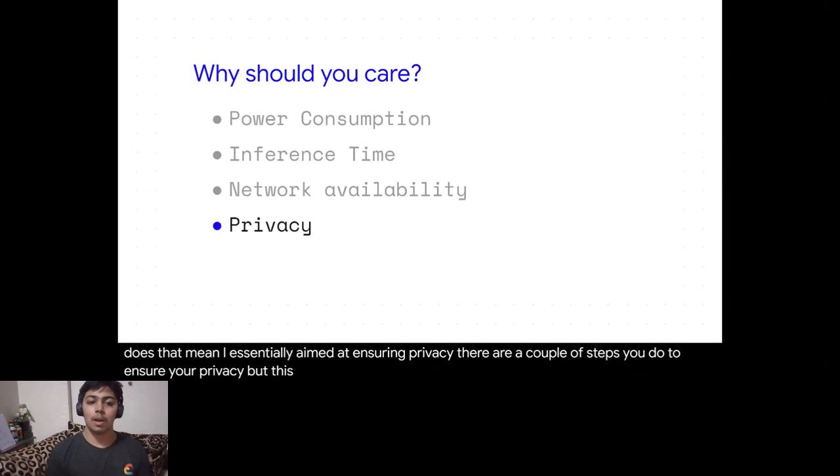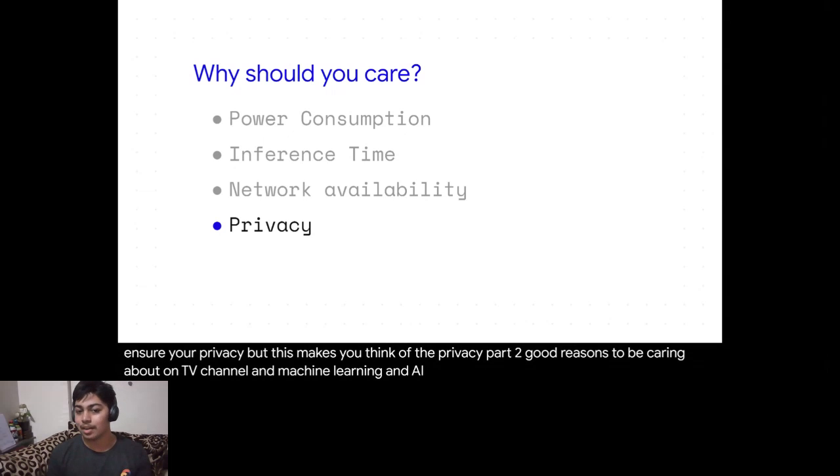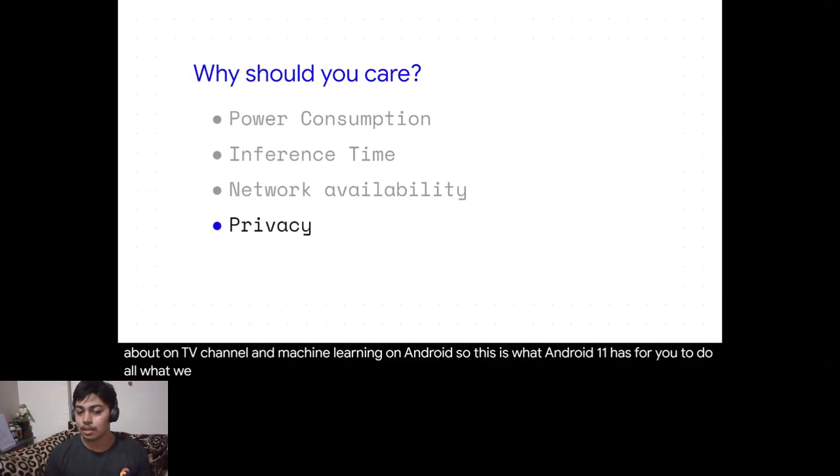So that was it. Now I hope that you have good reasons to be caring about on-device ML and machine learning on Android. So now let us discuss what Android 11 has for you to do all that we discussed, that is, running machine learning models on the edge, on the mobile phone itself.